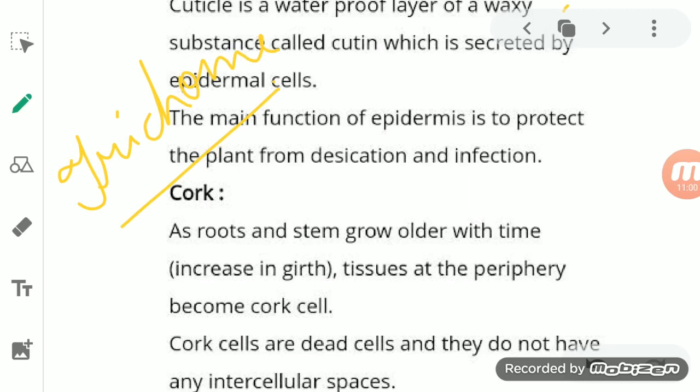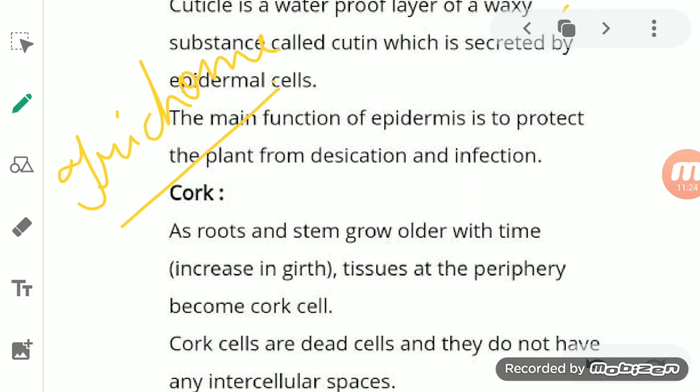Trichome can be unicellular or multicellular. It can be branched or unbranched. The major function of the trichome is the same: it helps in protection, minimizes water loss, and acts as a secretory cell. So it helps in secreting some substances.